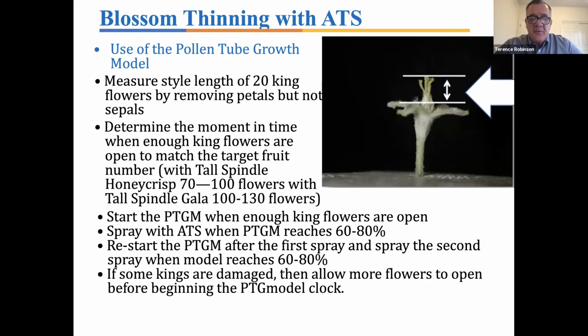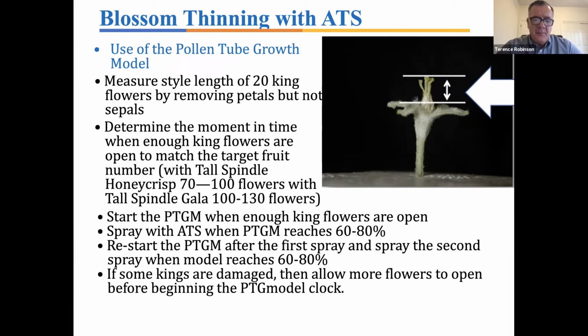But once you spray the first spray at either 60 or 70 or 80% of the pollen tube growth model, then you put that into the model and it will restart and then start calculating again how pollen tubes are growing after that spray on new flowers that open the day after the spray. And I would suggest you spray a second time when you reach either 60, 70, or 80% of the model again.